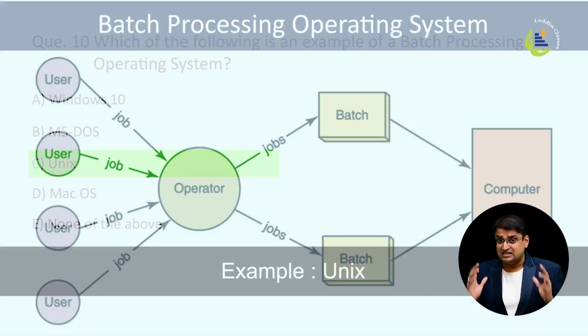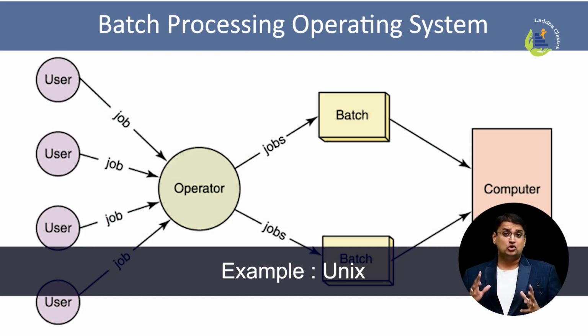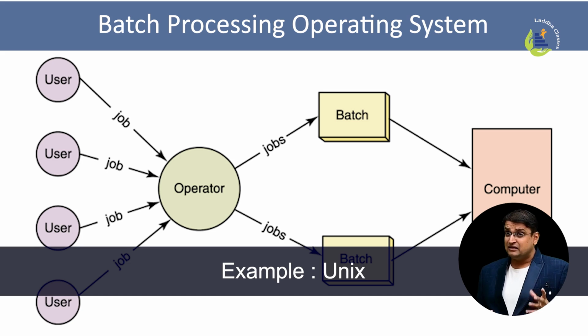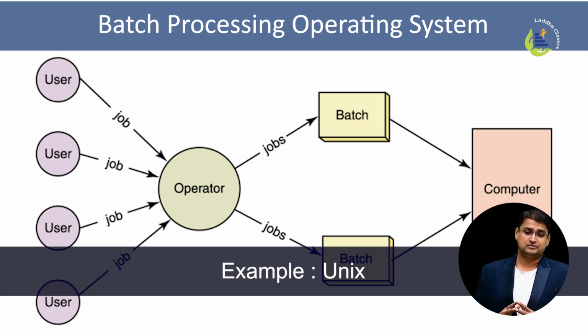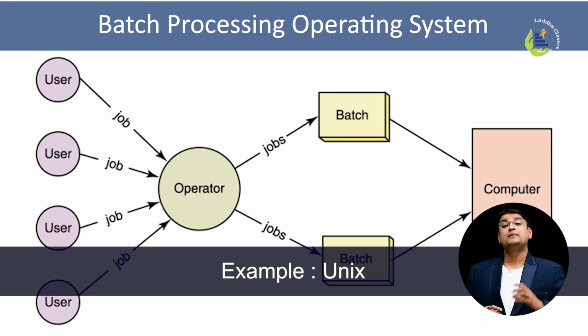Because batch processing involves executing jobs in a group without user interaction. While Unix can be used for batch processing, it is not specifically a batch processing OS. The other options, Windows 10, MS-DOS, Mac OS, are not typically classified as batch systems.